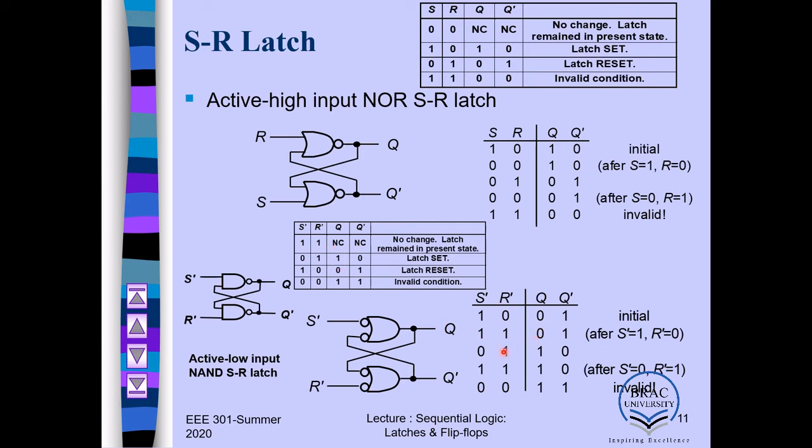So it will be 0, 1. Then 0, 1 means 1, 0. So 0, 1 is 1, 0. 0 means set. Then 1, 1, no change, it will be 1, 0. And 0, 0 here is invalid. So this is invalid.